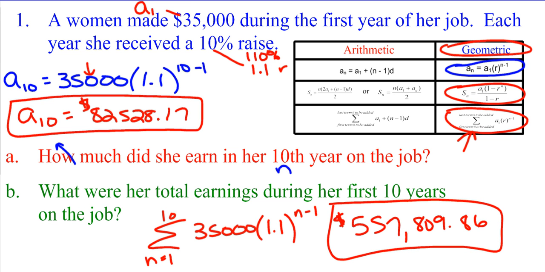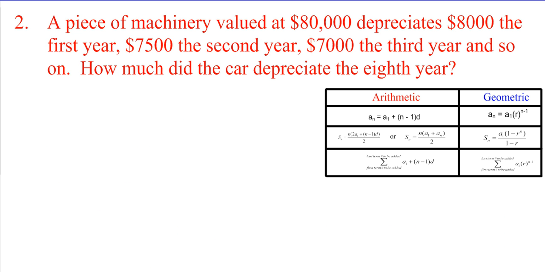Okay, so there's one. Number 2 now says a piece of machinery valued at $80,000 depreciates $8,000 the first year, $7,500 the second. I think that's how much it's going to go down. So $7,500 the second year and $7,000 the third year, and so on. How much did the car depreciate the 8th year? Now I can see that the sequence here doesn't involve this 80,000. That's just my starting point.